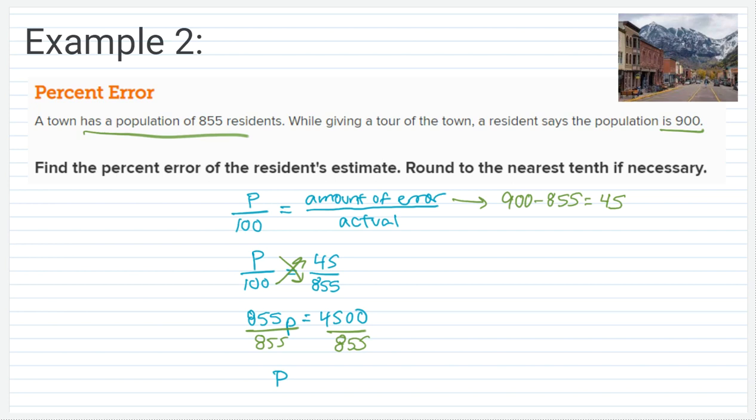When we get this answer, we are going to have to round to the nearest tenth. And so we get 5.26 and some change there. Rounding to the nearest tenth, this is going to be approximately 5 3/10%. And so that is our final answer on this one.